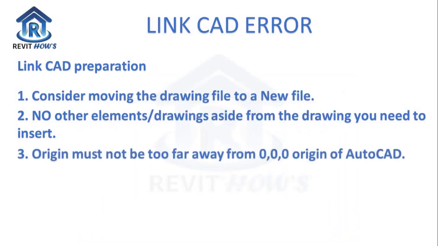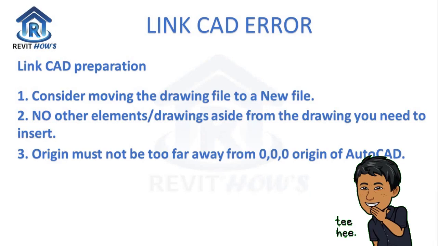Number 3 is, the origin must not be too far away from 0,0. It's a must that the AutoCAD file is very near to 0,0, because unless you do this, the error will most likely still be present when you insert it in Revit.